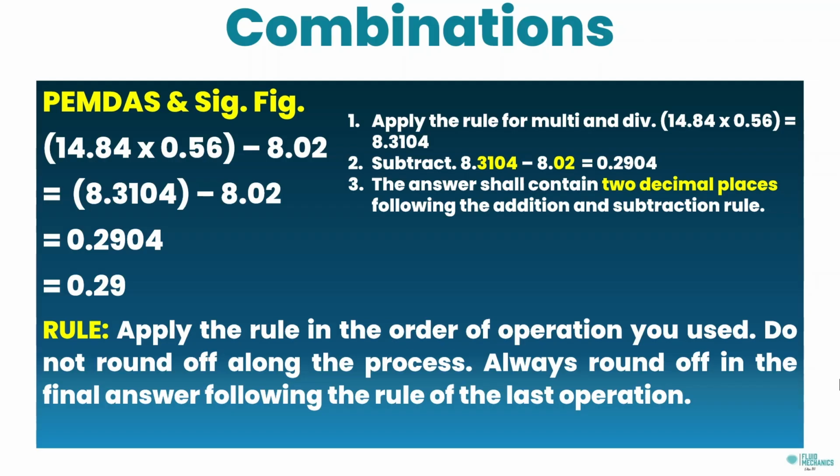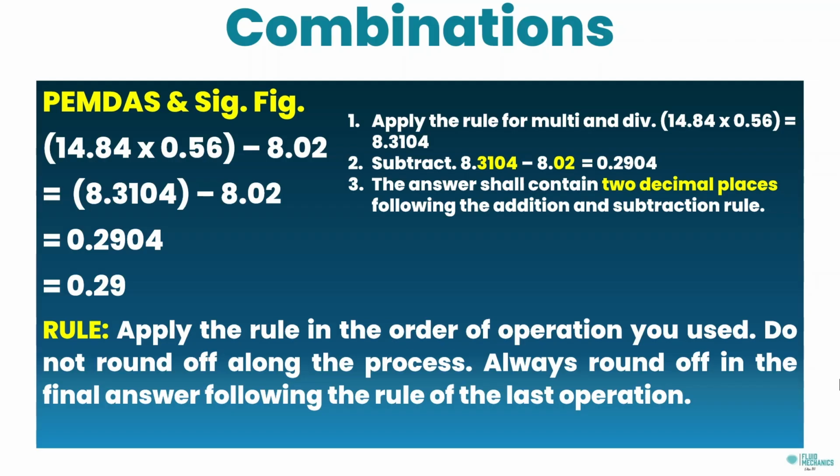So for example, 4.84 times 0.56 minus 8.02. First, we have to apply the rules in PEMDAS. We have to calculate 4.84 times 0.56 first. So the answer for that is 8.3104. Do not apply the rules in significant figures yet. Always apply them in your final answer. Do not apply it along the way or in between calculations. So first, the answer is 8.3104.